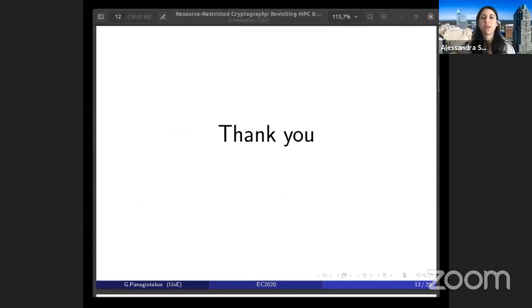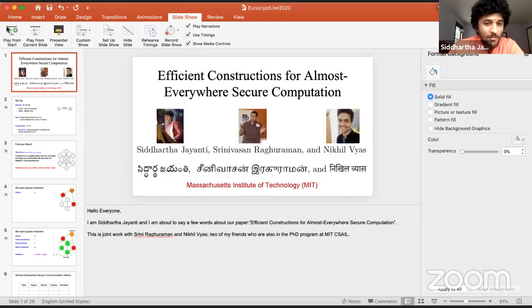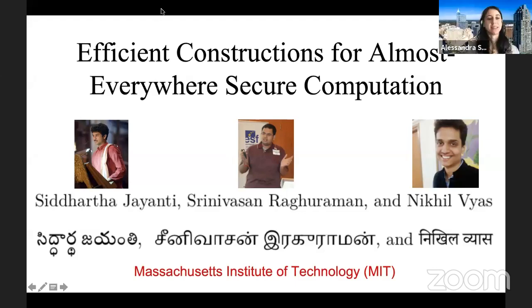Thank you, Georgios. Do we have any quick question for this talk? Okay, so we had some questions for Kermit, but we are going to answer them at the end of all the talks. So let's move on to the next speaker. Next speaker is Siddhartha Jayanti, and this talk is on efficient constructions for almost everywhere secure computation. Siddhartha. Hello, everyone. Could you please let me know if you can see the slides? We can see the slides.